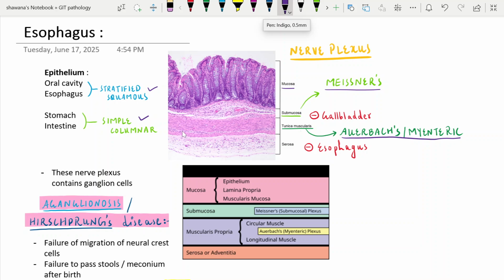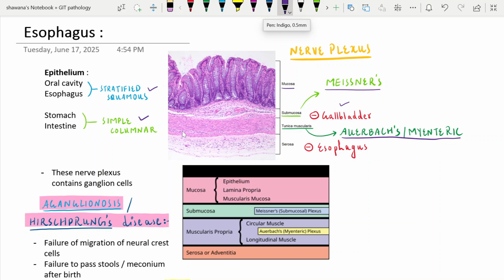One more thing I want to highlight is that the gallbladder is also part of the digestive organs, and serosa is absent in the esophagus. In the esophageal wall you cannot see the serosa, okay, and in the gallbladder we cannot see the submucosa. So mucosa, submucosa, muscularis, and the serosa.